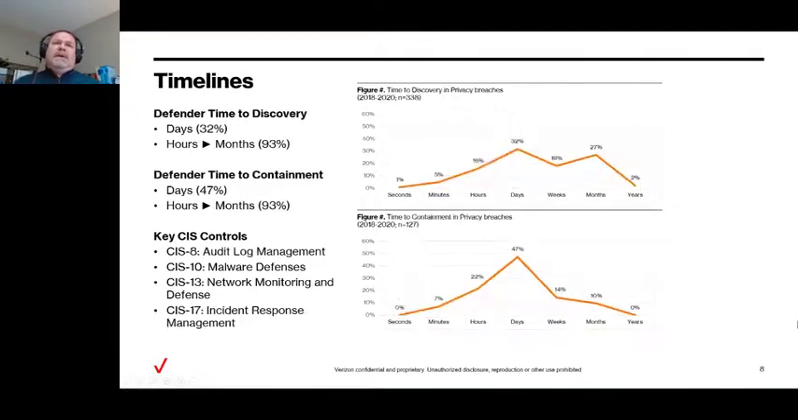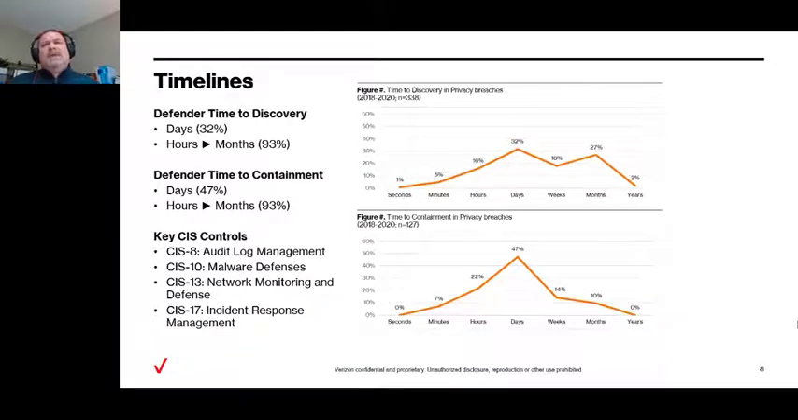When we look at the defender timelines, the time to discovery and time to containment, it's a bit of a different story. And this is very similar to what we see in overall breaches, where it does take the defenders a lot longer to detect or discover the breaches than it takes the attackers to compromise and exfiltrate the data. In fact, you can see containment also takes a bit of time as well. Generally speaking, we're talking days at 32% at the peak for time to discovery, and days at 47% of the time for the peak at time to containment.